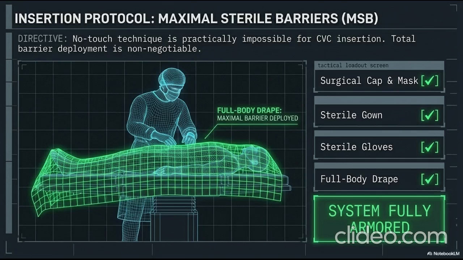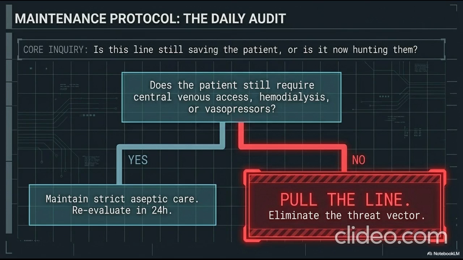Slide 8. Maximal Sterile Barriers, MSB. A no-touch technique is practically impossible for CVC insertion, so total barrier deployment is non-negotiable. Your system must be fully armored with a surgical cap and mask, sterile gown, sterile gloves, and a full-body drape to maintain sterile field integrity.